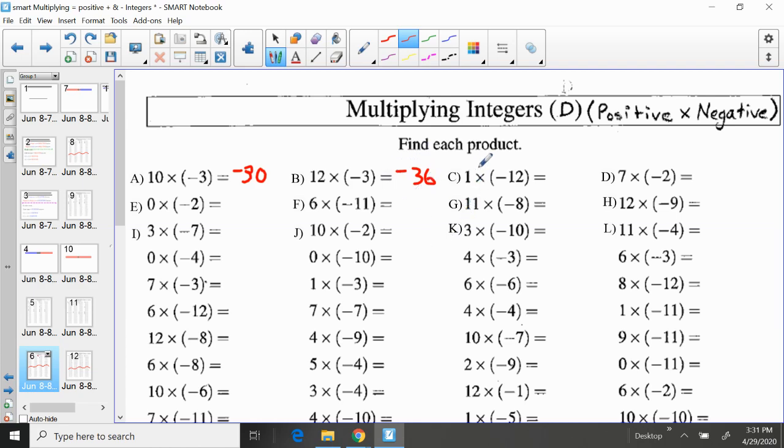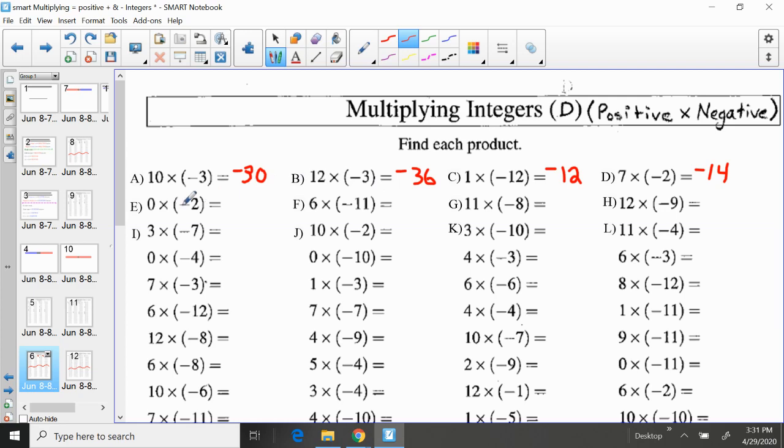And here again, I have positive times a negative. Positive 1 times negative 12. I know my answer is going to be negative. 1 times 12 is 12, so my answer is going to be negative 12. Moving along, positive 7 times negative 2. Positive times negative, so I know my answer is going to be negative. Then I just ask myself, what is 7 times 2? 7 times 2 is 14. So my answer is negative 14.